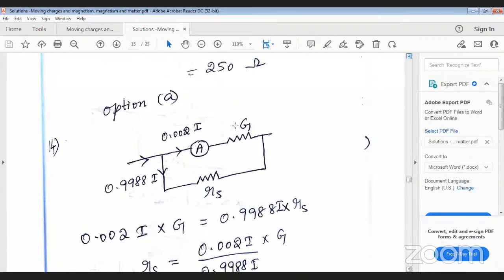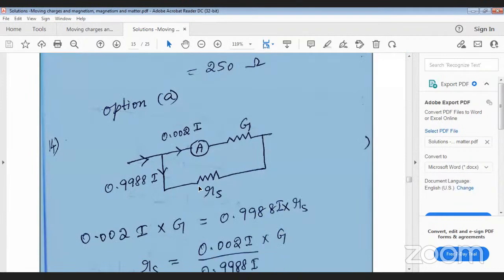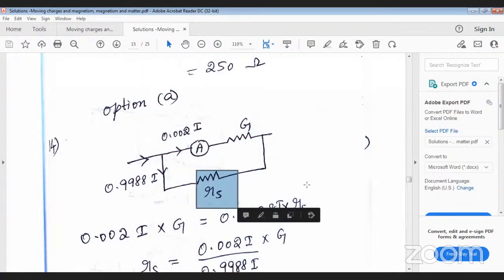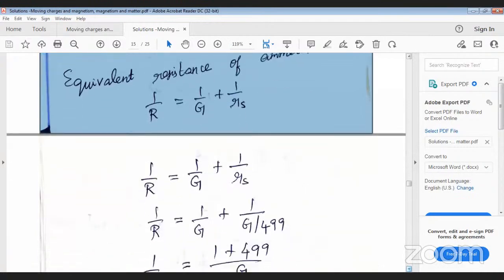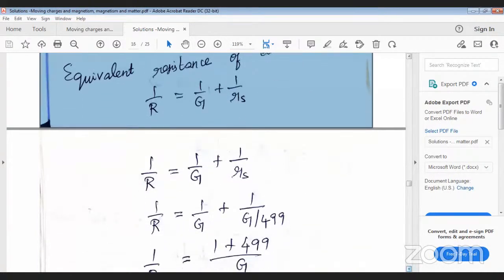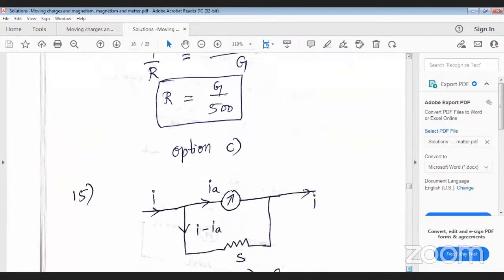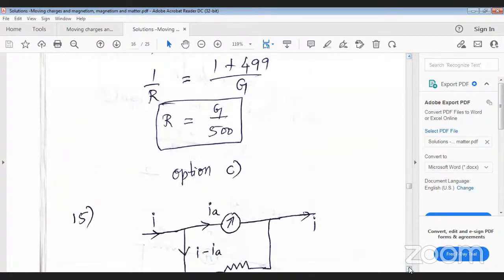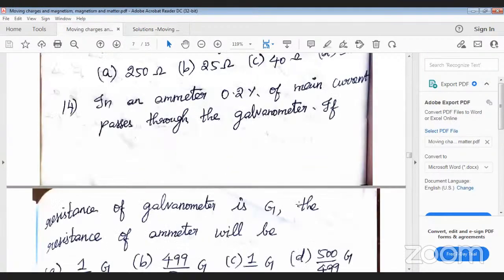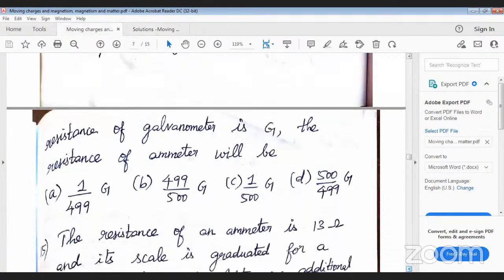So here this G and this shunt are connected in parallel. So for finding the effective resistance, you need to use this formula: 1 by R equal to 1 by G plus 1 by RS. After simplifying this, you will be getting G by 500. Okay, G by 500. So that is option C. And the next question is similar to this.